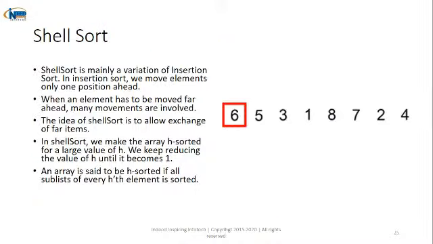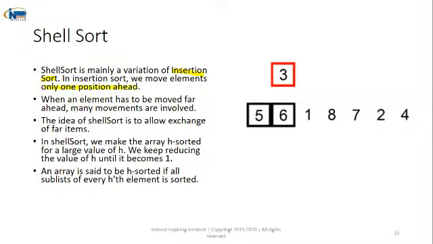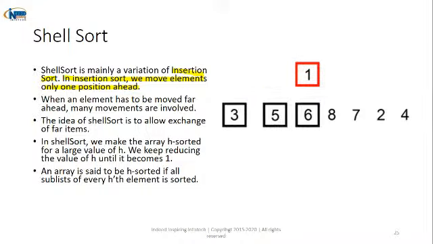This is shell sort. Shell sort is a variation of insertion sort, so you can see that the primary sorts are the same. But there is a little bit of difference in the sorting algorithm as we move ahead. In insertion sort we move elements only one position ahead. Understand the difference. When an element has to be moved far, many movements are involved.